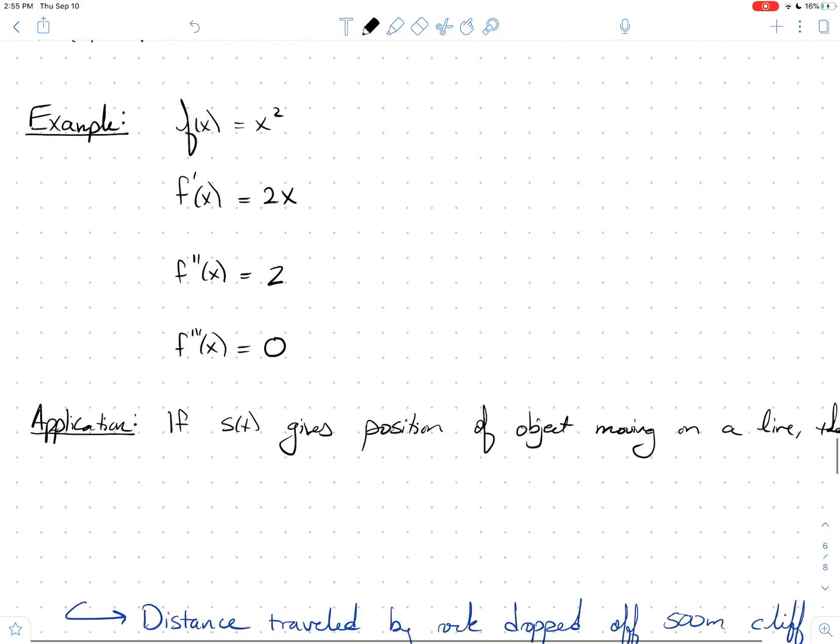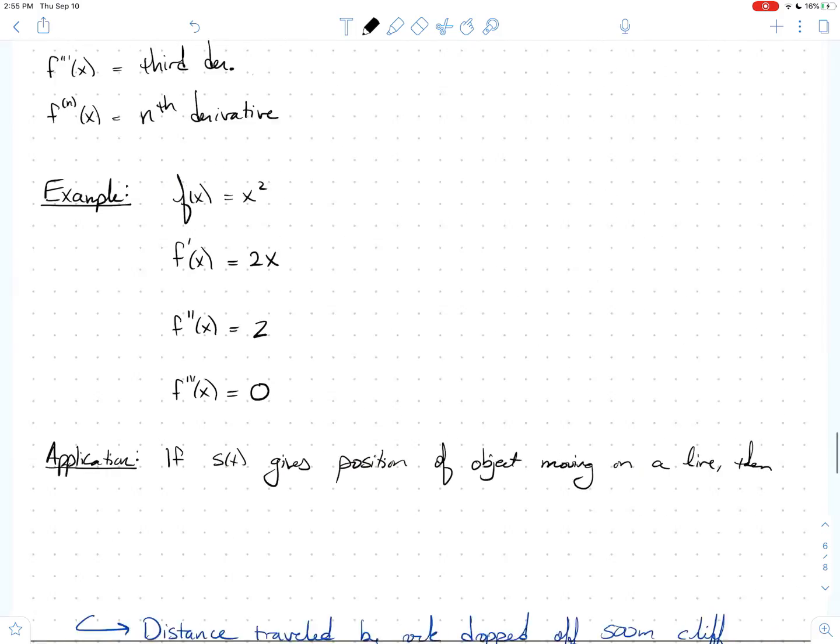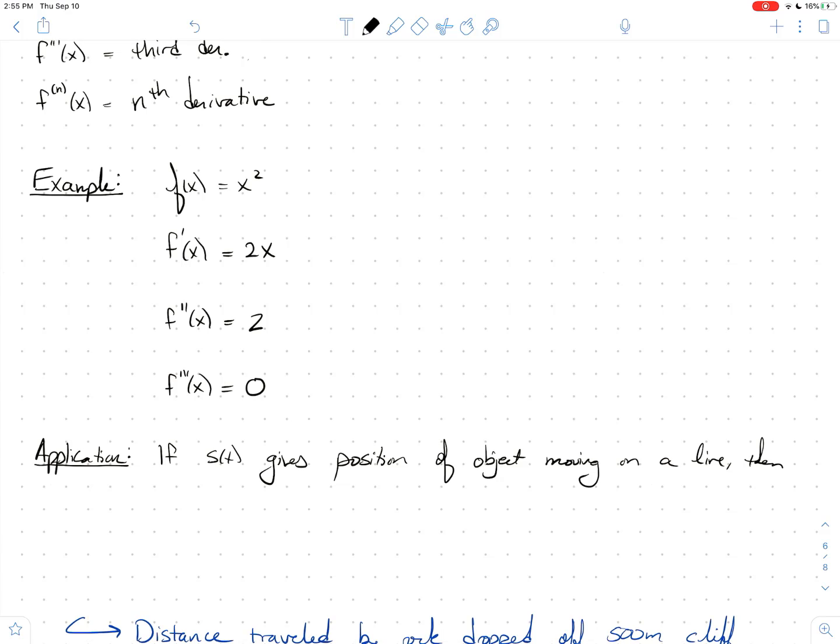Okay, just a quick application. We'll talk more about this a little bit later in the course. If s of t gives the position of an object moving on a line. So, for example, our rock being chucked off of the cliff is going straight down on a line. That would be an example of this, or a car driving down the road, or various things. The point is, then the first derivative, s prime of t, is equal to the velocity of the object at time t. And we'll usually actually write this as v of t. So v of t, velocity, is the first derivative.